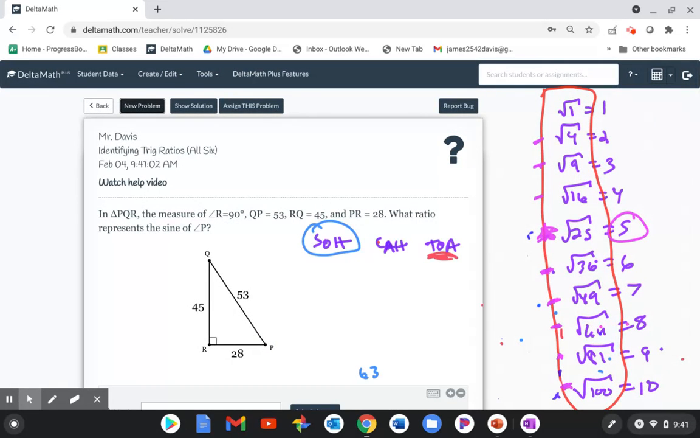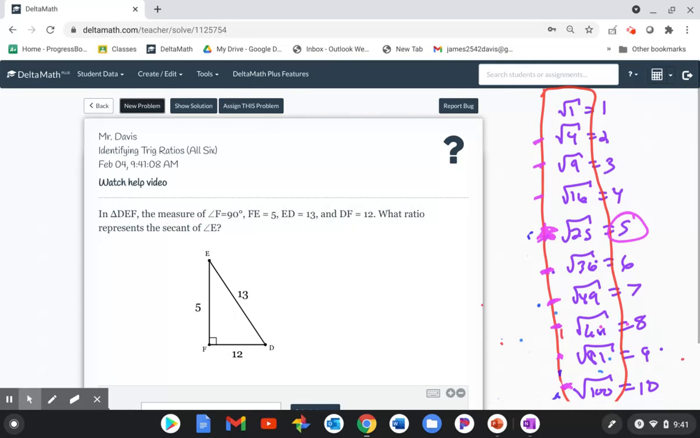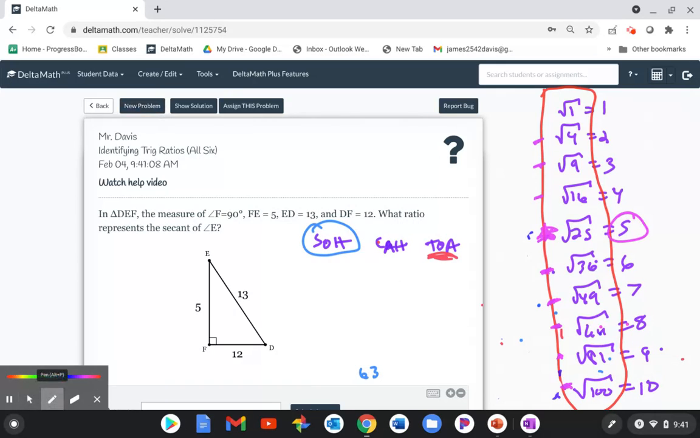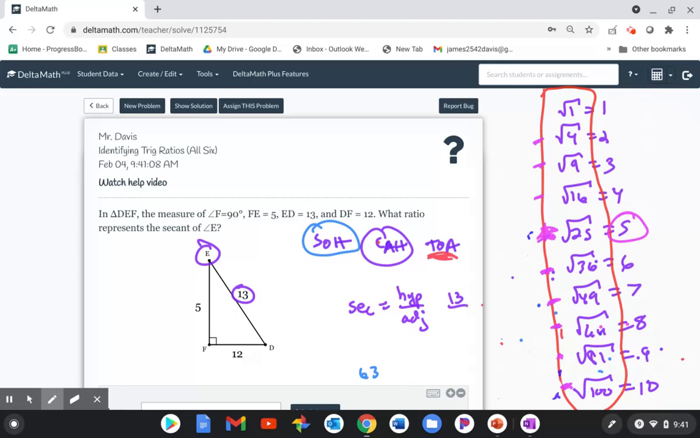All right. If it was the sine, you just do the same thing we've been doing. So let's do one more, secant of E. So secant, think about what that's the opposite of. It's the opposite of cosine. So secant is going to be the reciprocal, hypotenuse over adjacent. So the secant of E is there. Hypotenuse is 13, and adjacent to E would be 5. So 13 over 5.